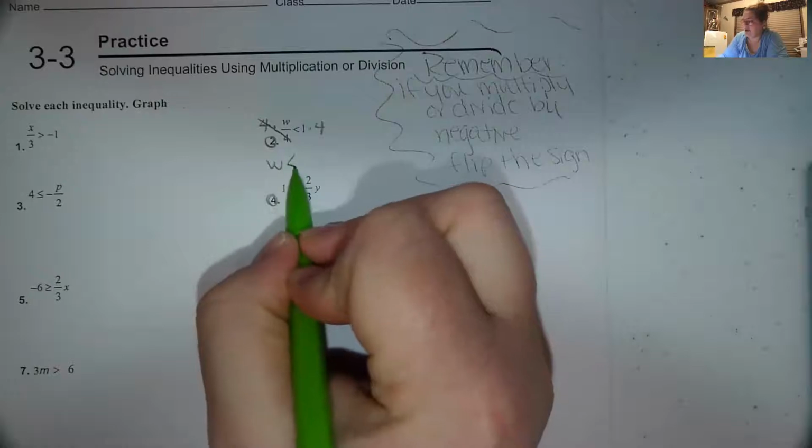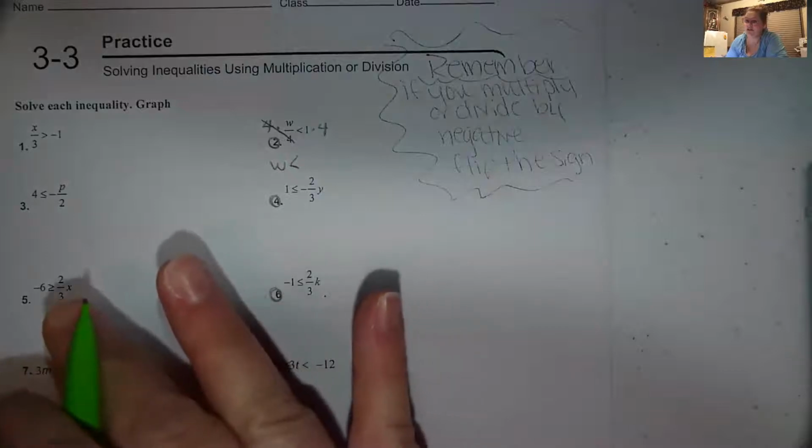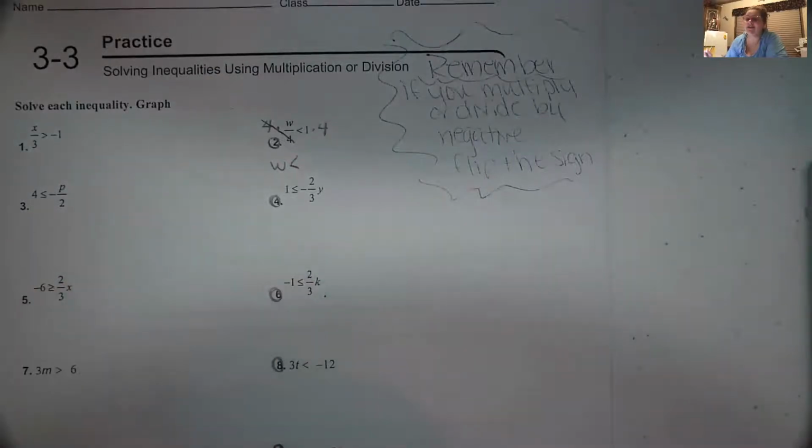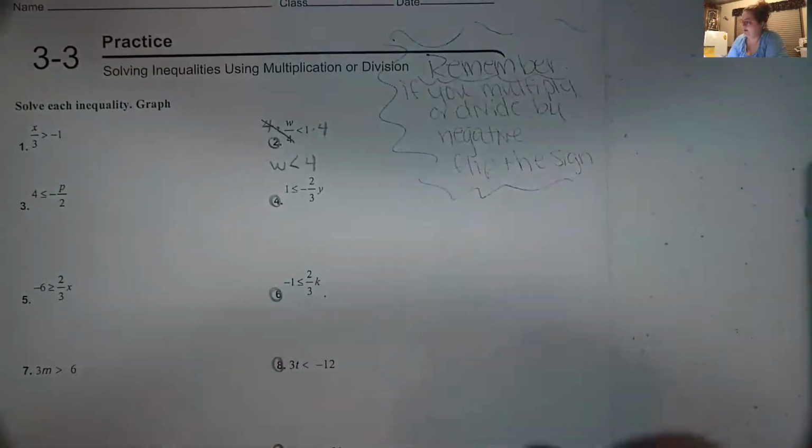Now, I did not change my sign because I didn't multiply by a negative number. I only multiplied by a positive number. So nothing's changed yet, okay? Only if it's a negative number is when you worry about flipping that sign. 1 times 4 is 4. Okay, I have now solved it.